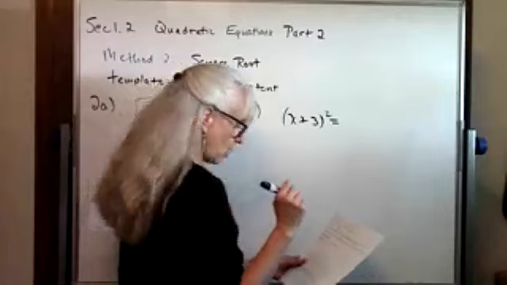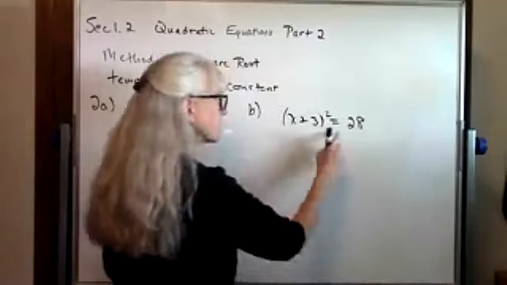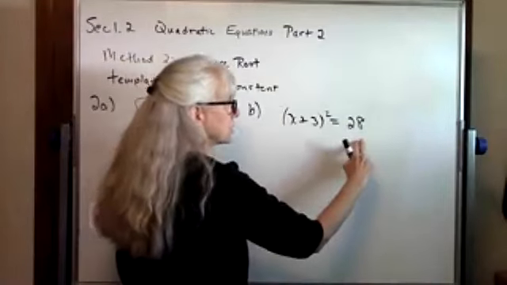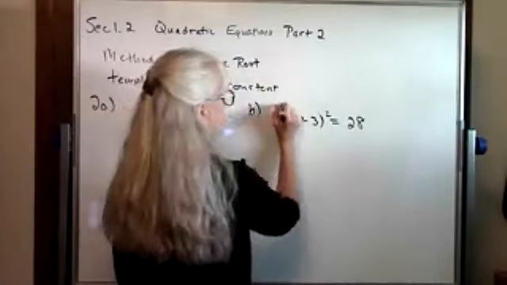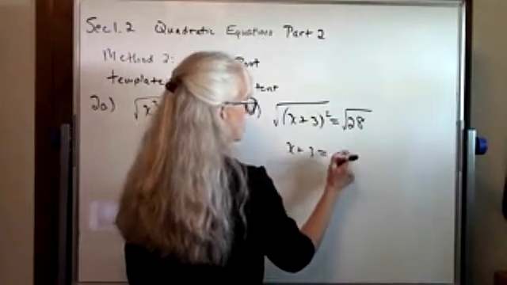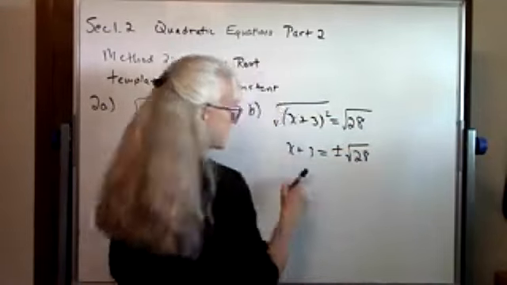So this time we have the quantity x plus 3 squared is equal to 28. This still fits our template because we have a square on the left side, a constant on the right side. We can still come in and just square root both sides. That's going to give me x plus 3 is equal to plus or minus the square root of 28. And we have to clean that up. We can't leave it like that.